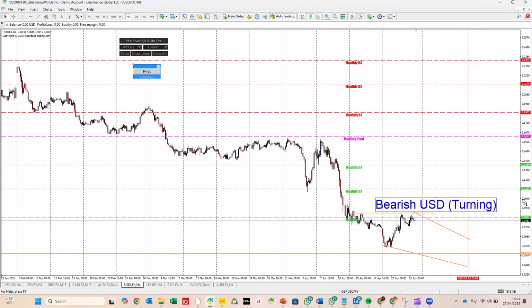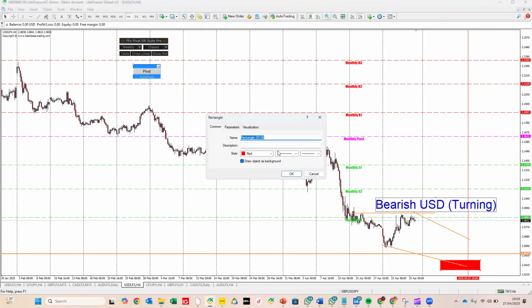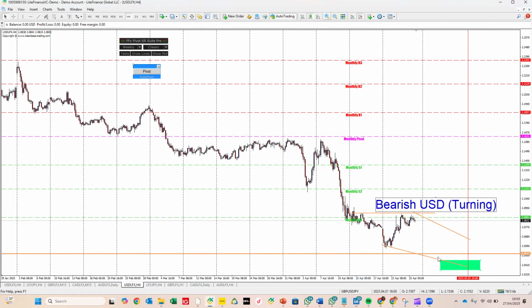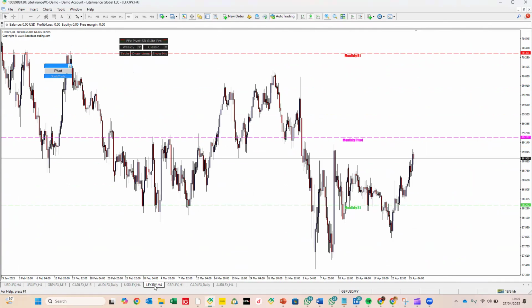Then where do you expect it to get to? I'm expecting that price will get to somewhere around here. So I can draw a box around here. I think shape, rectangle. I can draw that around here. That's where I'm expecting that it should get to, and then eventually start reacting. But for now, I'm expecting it to be bearish. So now let's go to the yen.